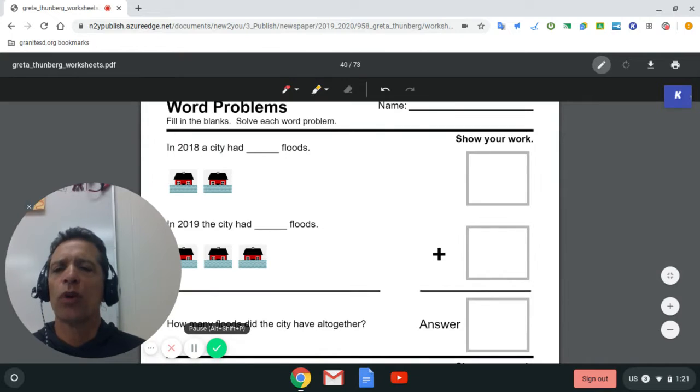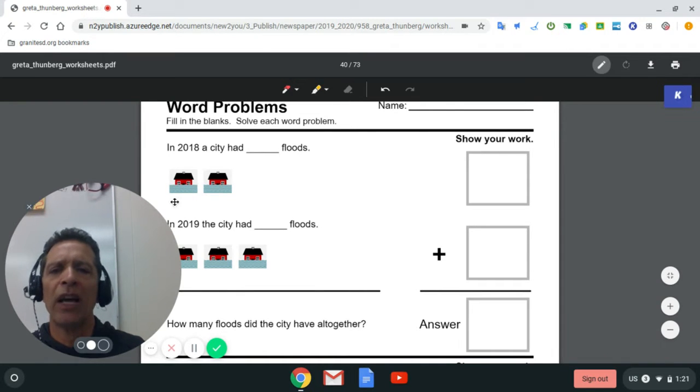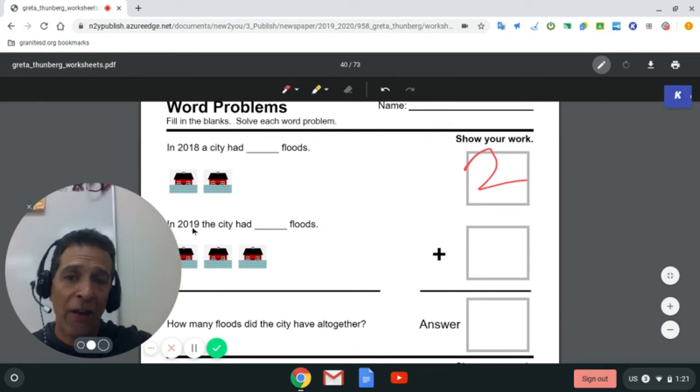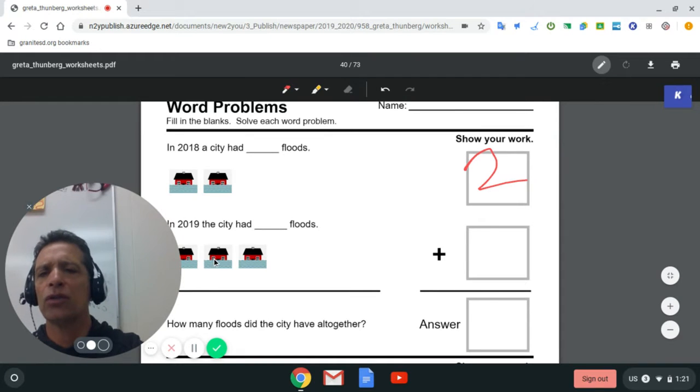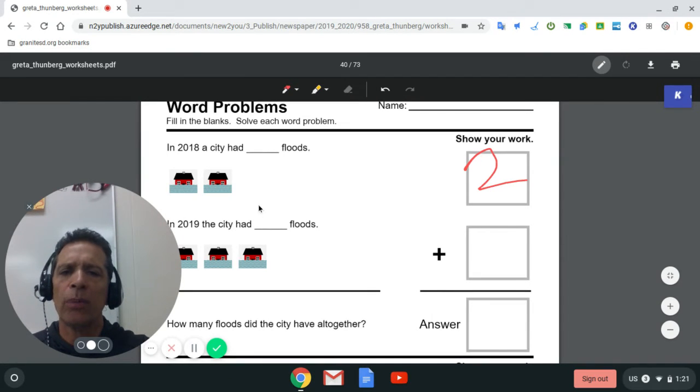The next page is word problems. This is simple. You guys worked with John this year with word problems. Let's go ahead and read it. In 2018, a city had blank floods. So we count the pictures. How many is that? 1, 2. Put the 2 here. In 2019, the year after, the city had how many floods? Count 1, 2, 3. Put the 3 here.